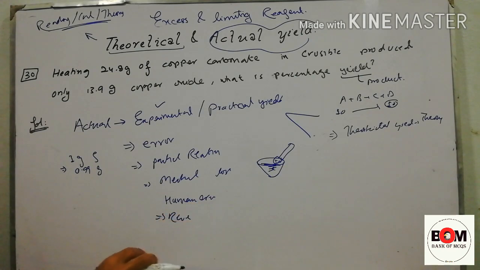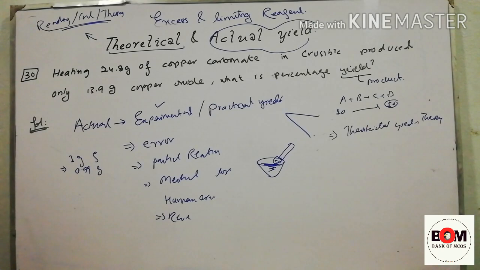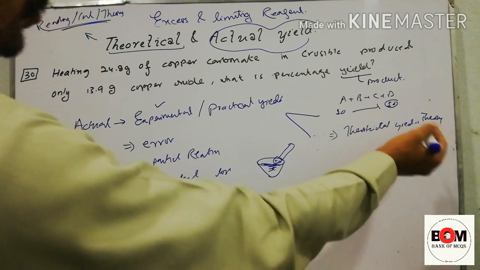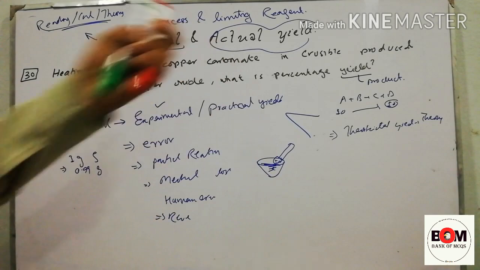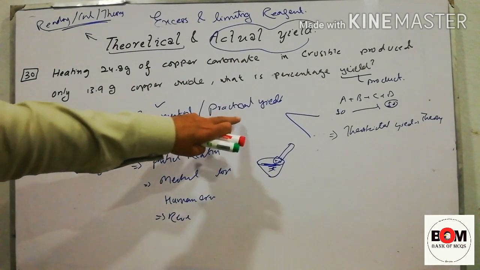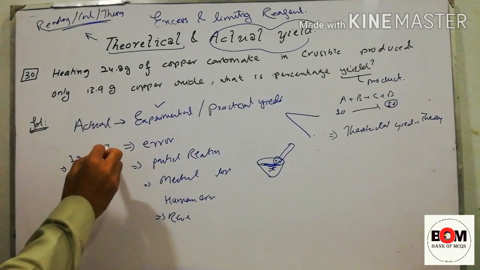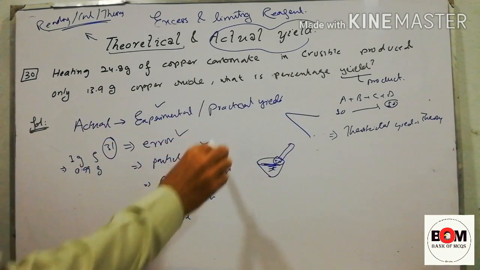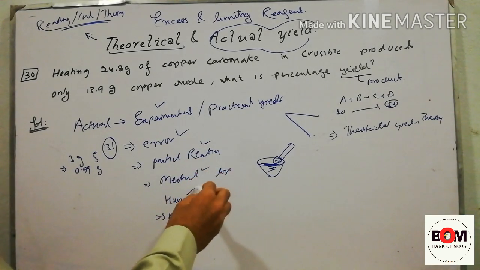All these are the reasons why the actual, experimental or practical yield will be less than the theoretical yield, because these factors don't affect our calculation in theory. In theory, we just say that A will react to form C and D by cross multiplication, and we get the answer. But if you perform the experiment in the lab, you will get the practical, experimental or actual yield that will always be less than the theoretical yield. So this is for MCQ number 31: why is actual yield less than theoretical yield? The option is: partial reaction, human error, mechanical loss, and reversibility.